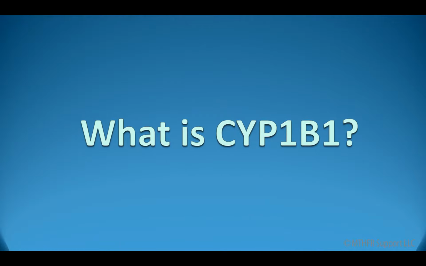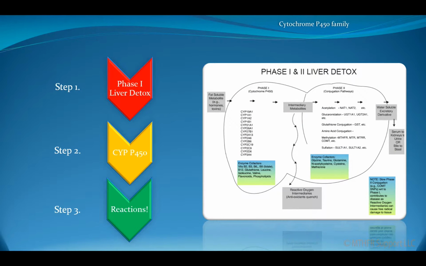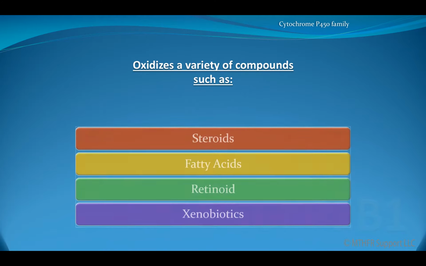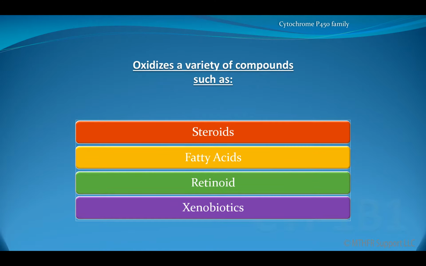What is CYP1B1? CYP1B1 falls in a group of genes called cytochrome P450. It is part of phase 1 liver detox. CYP1B1 is involved in an NADPH-dependent electron transport pathway. It oxidizes a variety of structurally unrelated compounds, including steroids, fatty acids, retinoid, and xenobiotics.